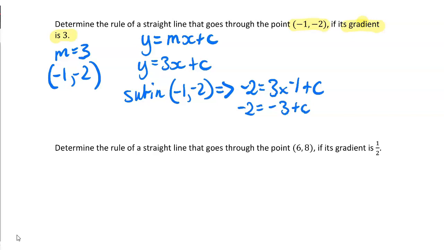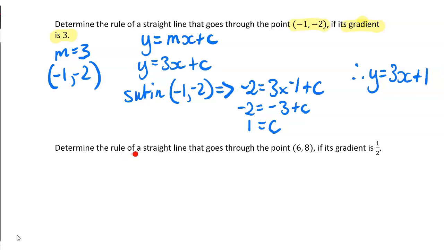So I'm going to add 3 to both sides. Negative 2 plus 3 becomes positive 1. So that all means, therefore, y equals 3x plus 1. My y-intercept is at 0, 1.